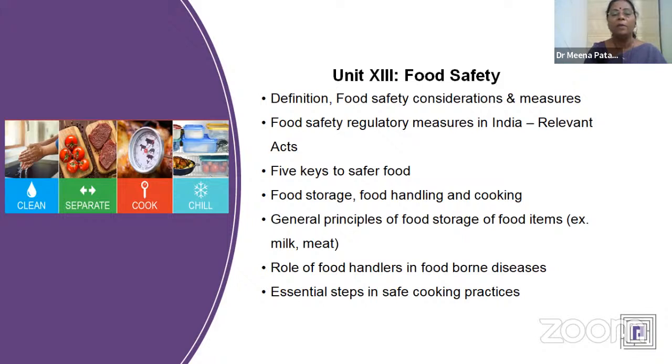Because many times, as you realize, sometimes if you have pani puri on the road, then next day you have a stomach upset. Similarly, if you have a dosa or idli from a particular area, that causes foodborne infection. So how to prevent that? Then lastly, essential steps in safe cooking practices. That is what is most important.